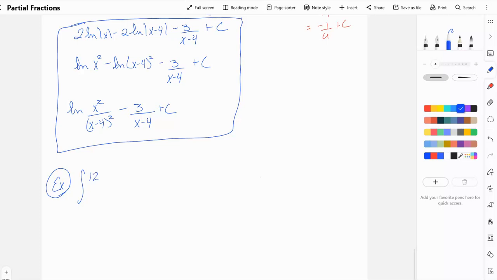Let's look at another one. We have 12x squared plus 8x minus 3 all over x cubed plus x squared dx. So notice every one of these, they were in proper form. The degree of the top is less than the degree of the bottom.